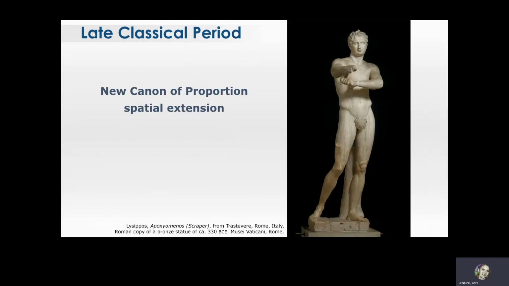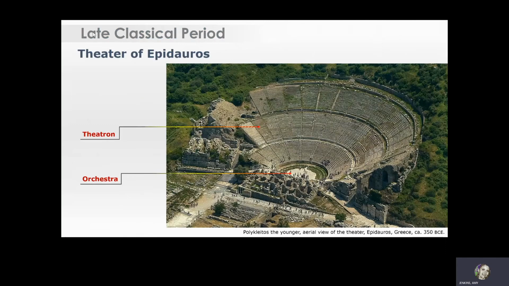We have spatial extension, Lysippos. This is a scraper from Rome, Italy. It's a Roman copy of a bronze statue. Polycletus the Younger, aerial view of a theater, Epidaurus, Greece, circa 350 BCE. We have a theatron and then an orchestra area. It's the theater of Epidaurus.